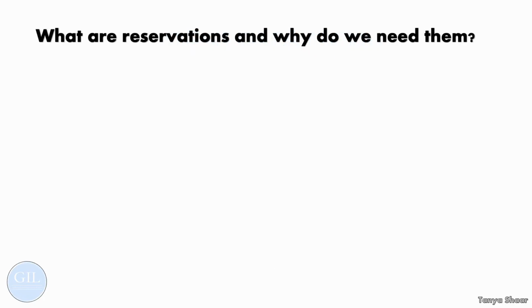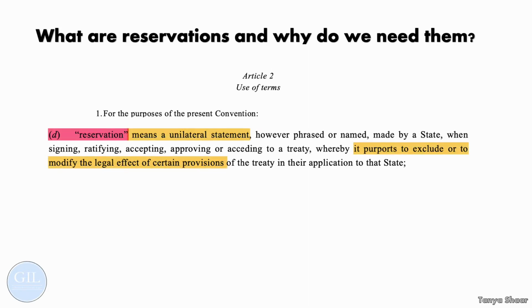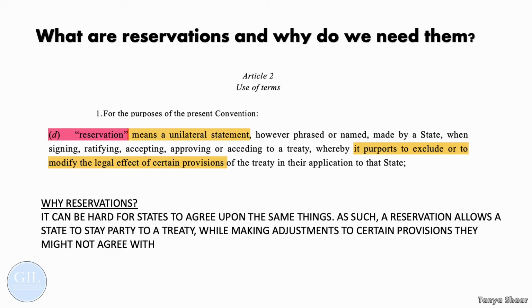Now, before we go on to talk about how reservations occur, let us touch upon what they are and why we need them. The definition of what a reservation is can be seen in Article 2.1d of the VCLT. As per the article, a reservation is a unilateral statement which purports to exclude or to modify the legal effect of certain provisions.